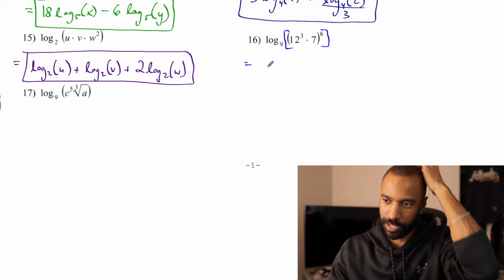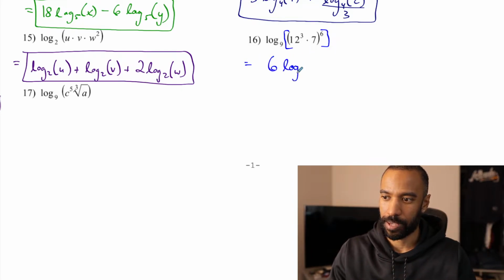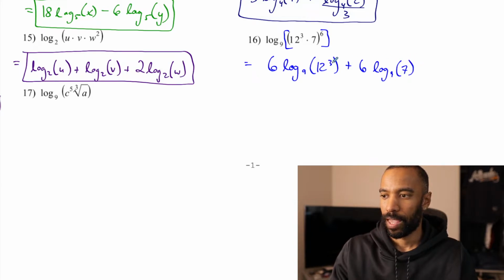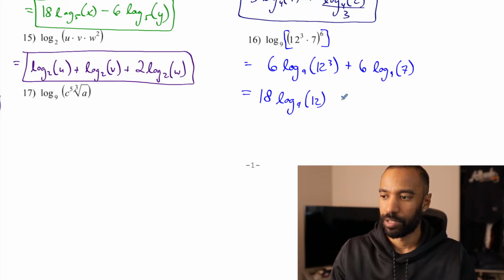All right. So right here on number 16, the 6 is, of course, inside the log. It'll pull out in front here. This is 6 times log base 9 of 12 cubed plus 6 times log base 9 of 7. And that 3 will multiply by that 6 to get 18 times log base 9 of 12 plus 6 times log base 9 of 7.